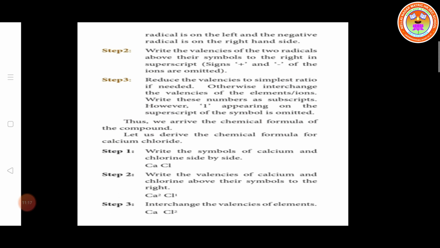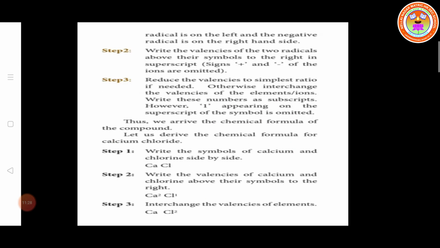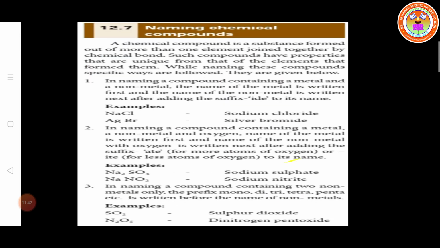Then the third step: interchange the valency. You have to cross multiply. So the 1 goes with calcium, and the 2 goes with chlorine. So now it is changed: Ca1, then Cl2. We have cross multiplied the values, the calcium's 2 going to chlorine. So we will get CaCl2. Do all of you understand clearly?